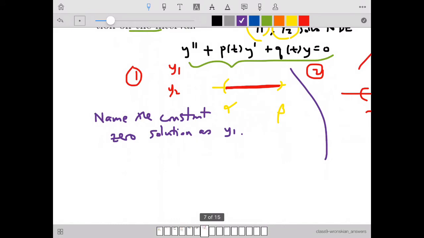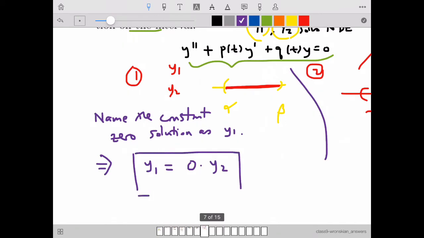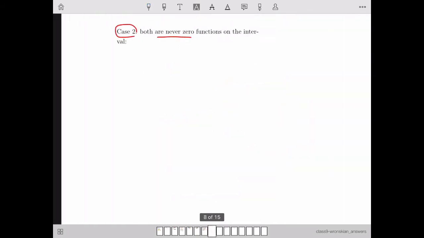Then y1 is 0 times y2. y1 can be written like this because y1 is 0, it's a constant 0 function. So we achieved that one of the solutions is a constant multiple of the other solution. So the proof is done.